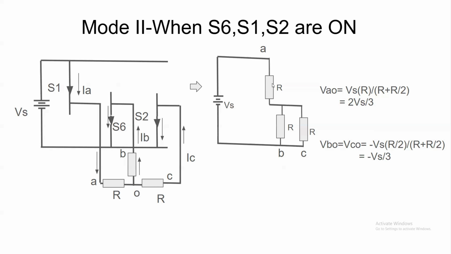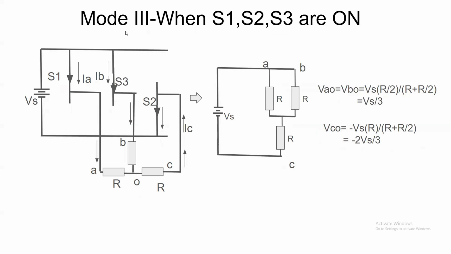So we can write again VAO as equal to Vs into R divided by the sum of the resistances, that is R in series with R parallel R, which is R by 2. So VAO is equal to 2 Vs by 3, and VBO and VCO, since the current is flowing from O to B and O to C, have negative polarity. So each will be equal to minus Vs into R by 2 divided by R plus R by 2, which is equal to minus Vs by 3.